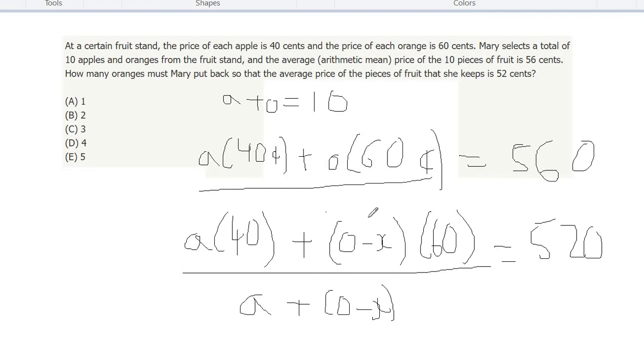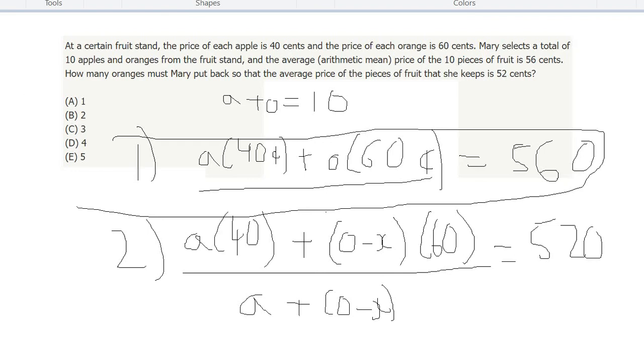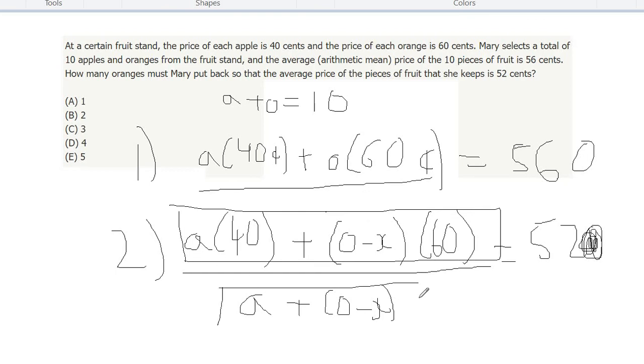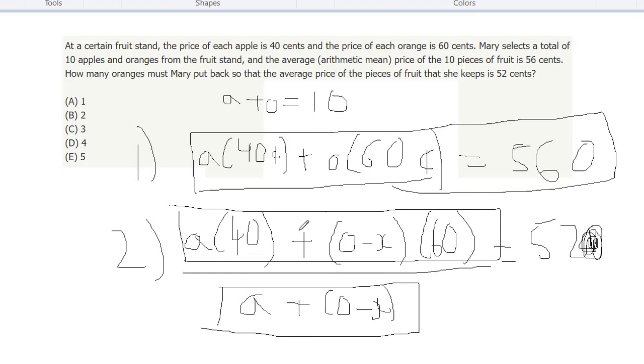Remember, the average of these two is the total, which is this, over the number, which is this. So then, you might think, we've got three variables, how are we going to do this? But a powerful thing to look at is actually this right here. So let's just clean this up.